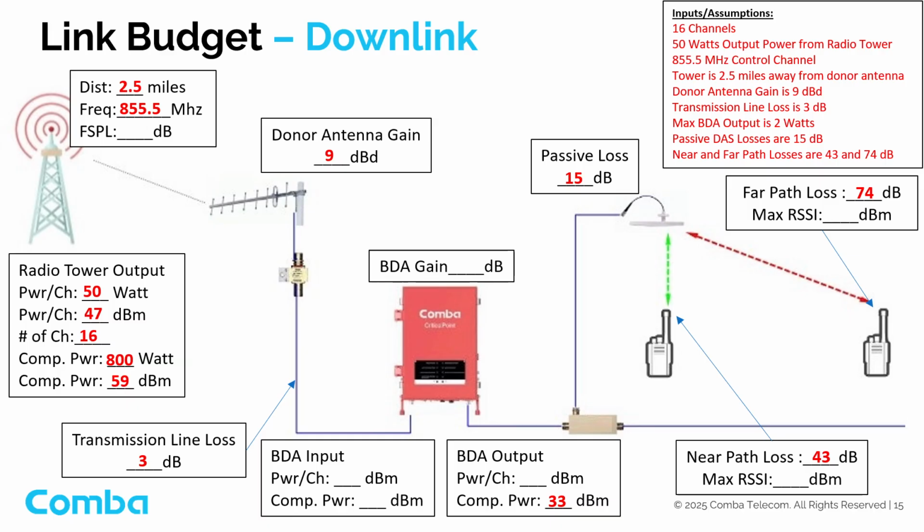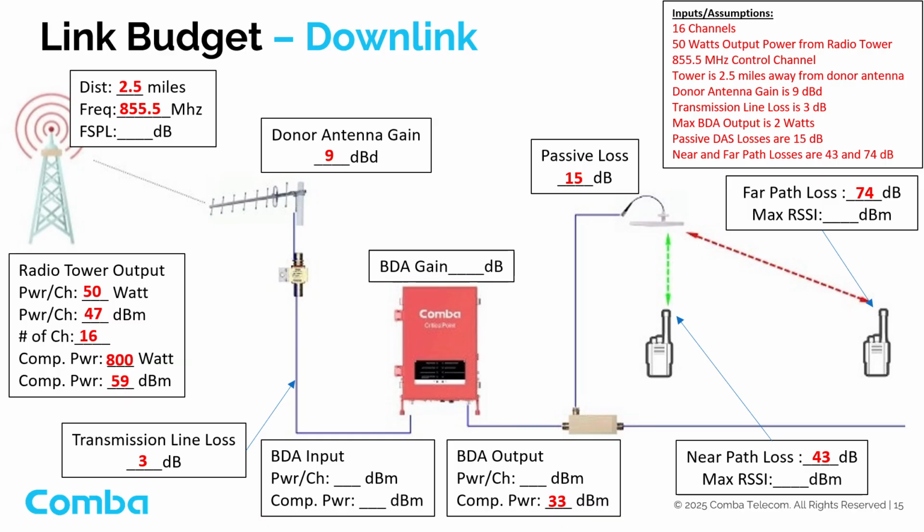Alternatively, we can calculate the composite power directly in dBm. The composite power in dBm is equal to the power per channel in dBm plus 10 times the log of the number of channels, which gives us 47 dBm plus 10 times the log of 16 equals 59 dBm. This shows a 12 dB difference or offset between the composite power and the per channel power. Remember that composite power represents the total system output power, and it is always greater than the power per channel by this calculated offset based on the number of channels.